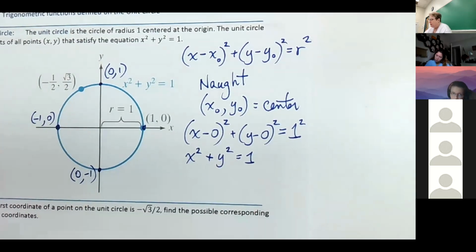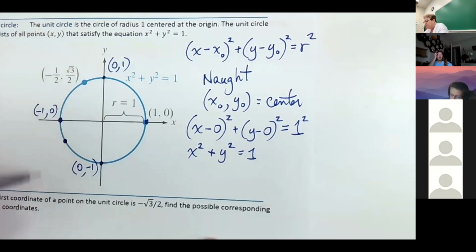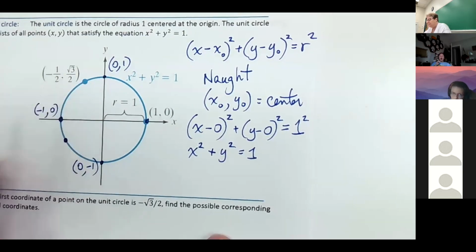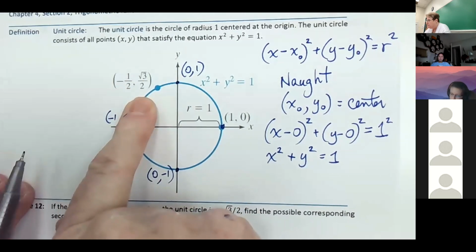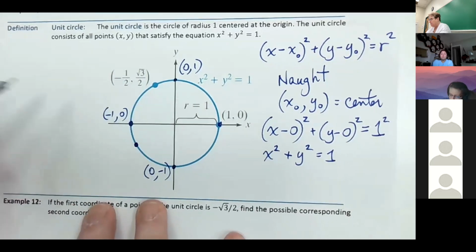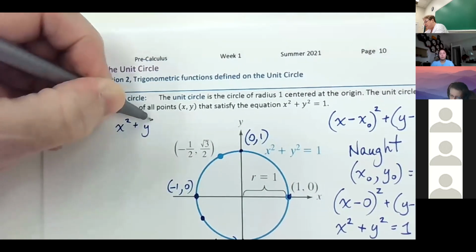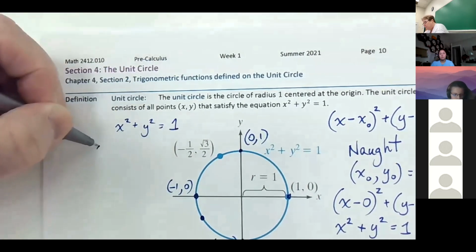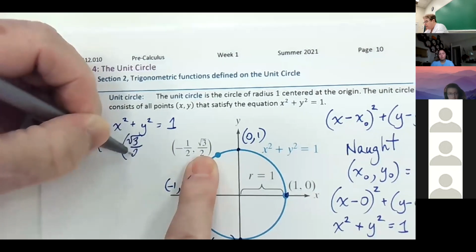That means if I know one of the coordinates, I can find the other coordinate. So let's just use their example here. I've got the point -1/2 comma square root of 3 over 2. Say we were given that one of the coordinates is square root of 3 over 2, and we're trying to find the other one. So I know x squared plus y squared is 1, and that y is the square root of 3 over 2.